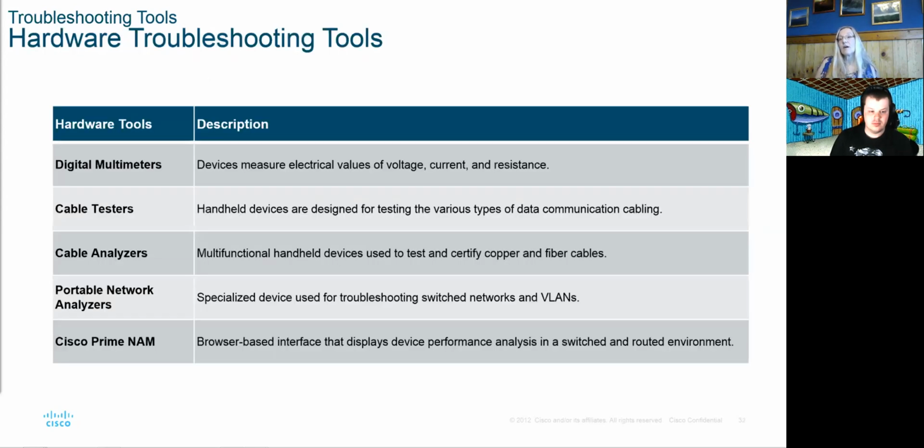So some of our hardware troubleshooting tools, we've got lots of those. We've got our multimeters and cable testers, cable analyzers. We've got our portable network analyzers, and we've got Cisco Prime NAM, and that's a browser-based interface that basically is going to check the performance analysis in your environment.